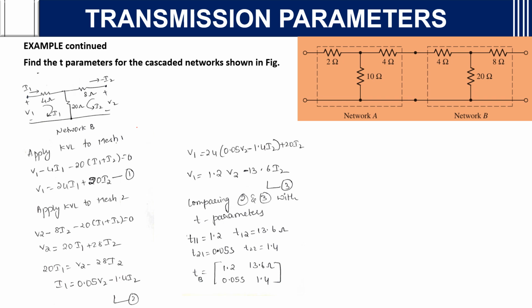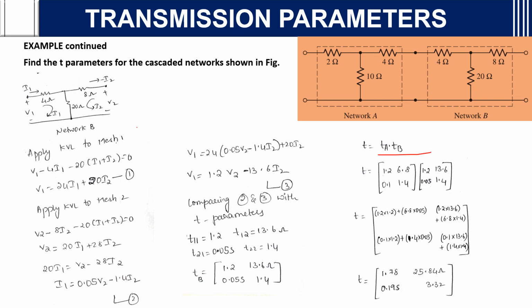If you want the total T parameters, as I told, we need to multiply the two matrices. How do we multiply? Row and column: 1.2 into 1.2 plus 6.8 into 0.05. In the same way we calculate the others. After the matrix multiplication, you will get T as 1.78, 25.84 ohms, 0.19 Siemens and 3.32, the T parameters of the two networks in cascade. If there is a cascade, we separately find the T parameters for the individual networks, then multiply both to get the total T parameters of the network.